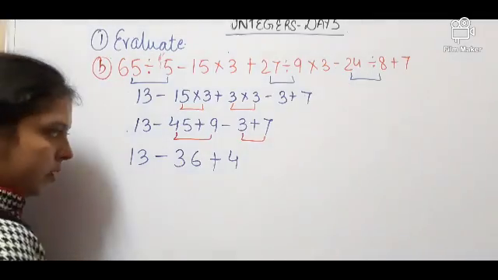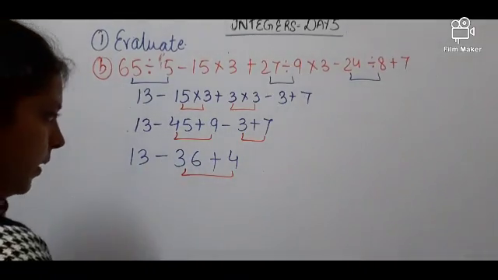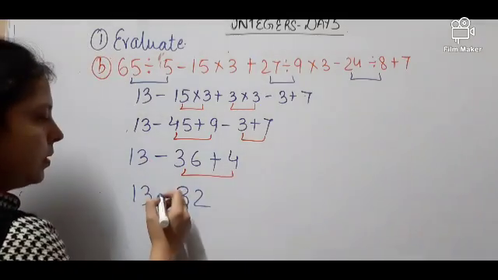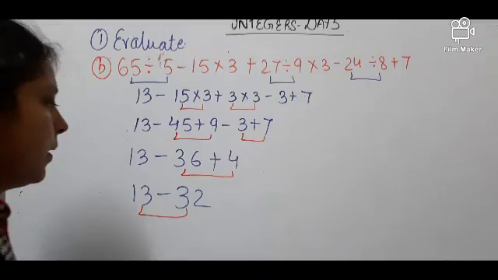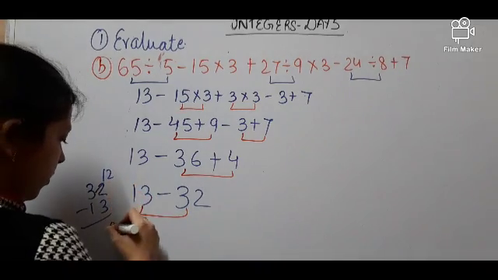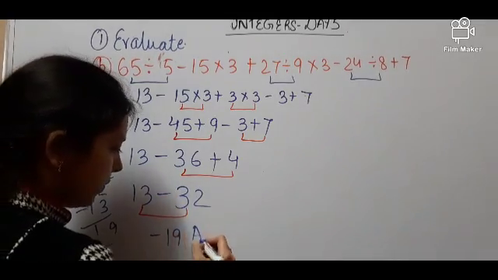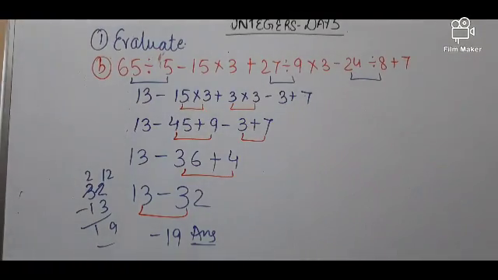So again we got a positive sign, so we will solve this first. Plus minus minus, so 36 minus 4 is 32. And the big number is preceded by a negative sign, so the negative sign will be here. Now we will do this subtraction. So 13 minus 32. Subtract 13 from 32, so 19. And the big number is preceded by a negative sign, so minus 19 will be the answer. So these questions are from IIT level.